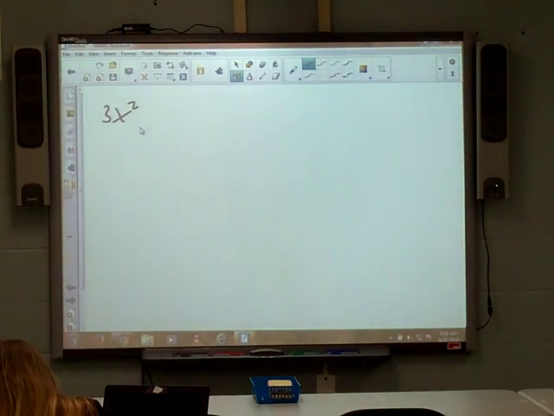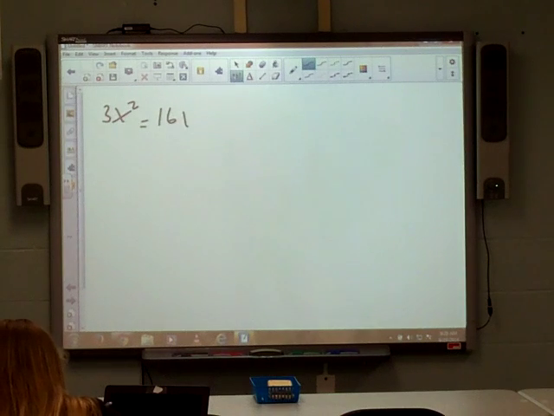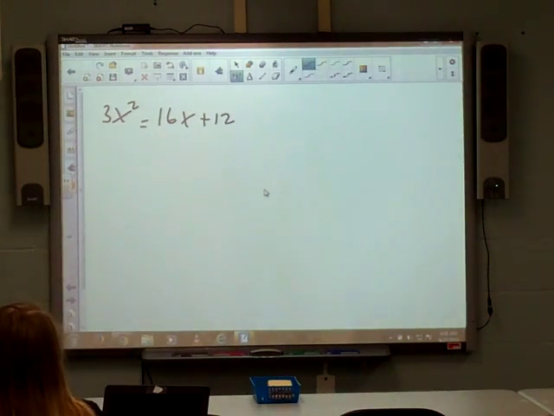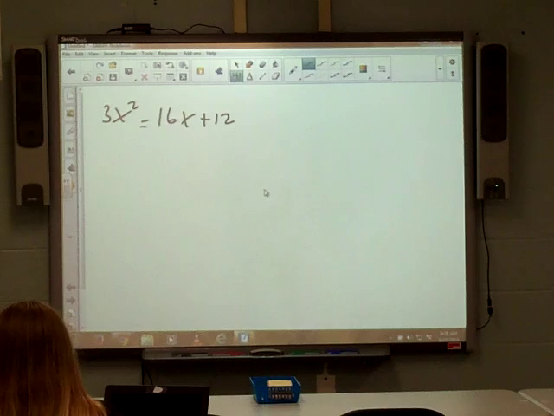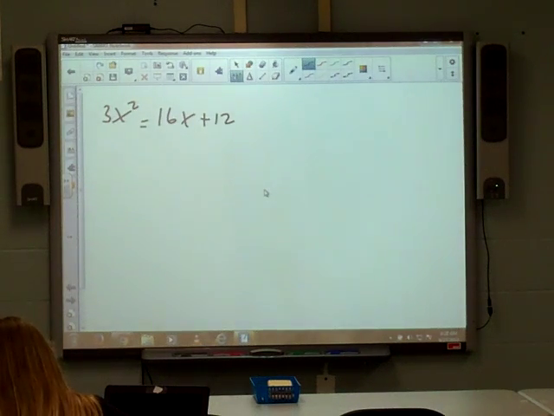Here I've got 3x squared equals 16x plus 12. Alright, is it in standard form ready to go? No, it's the farthest away one that we've seen so far. Standard form is ax squared plus bx plus c, not equals to bx and c.